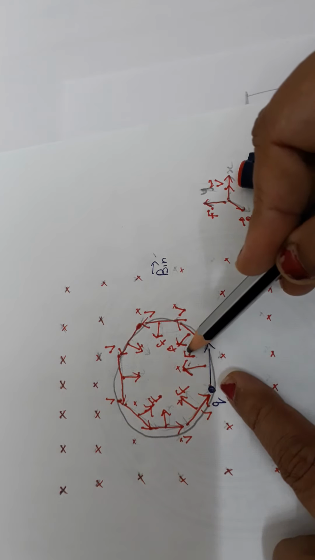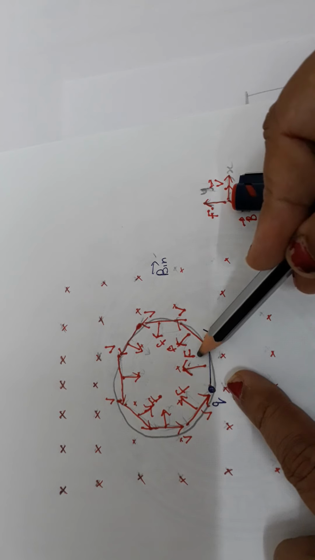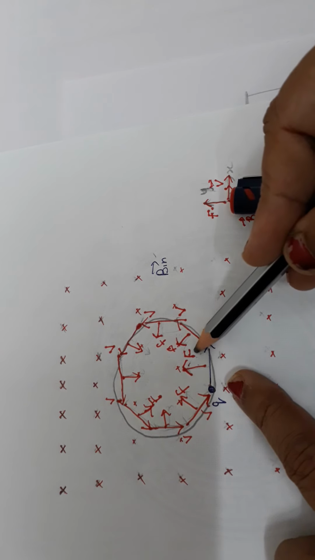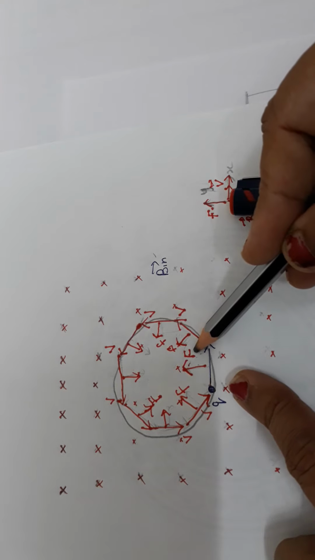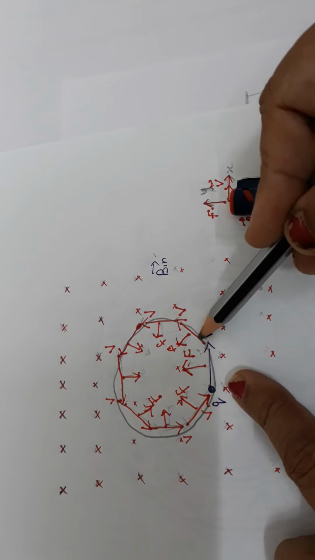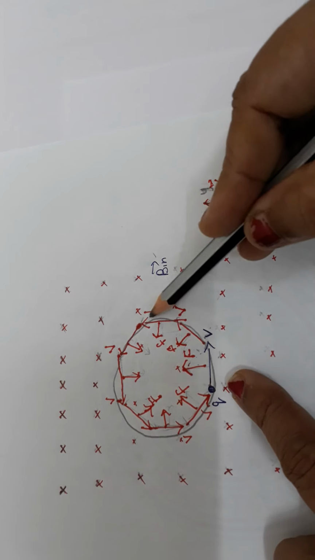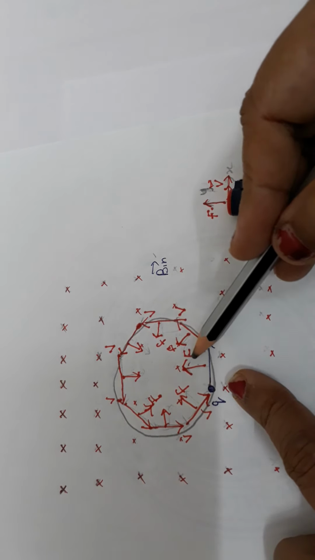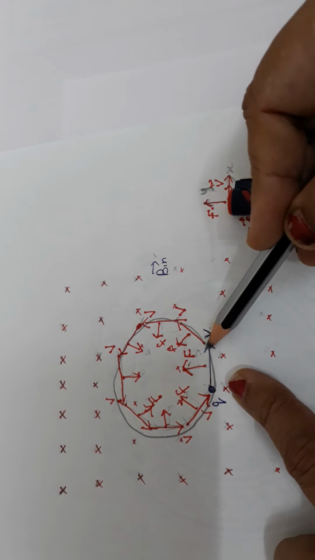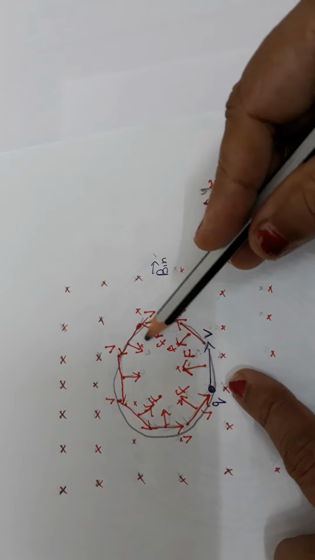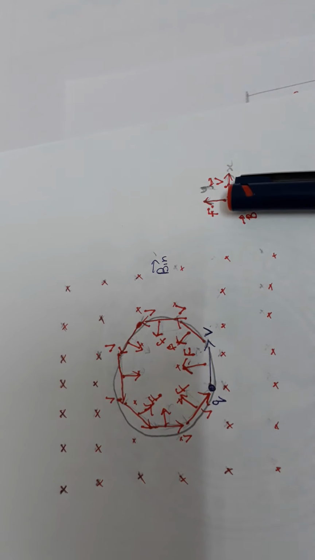This force, which is acting perpendicular to the V vector and B vector, we call the Lorentz force. What is the function of this Lorentz force? It makes the charged particle move in a circular path in the magnetic field. What I mean is, the Lorentz force gives the centripetal force so that the particle moves in a circular path.